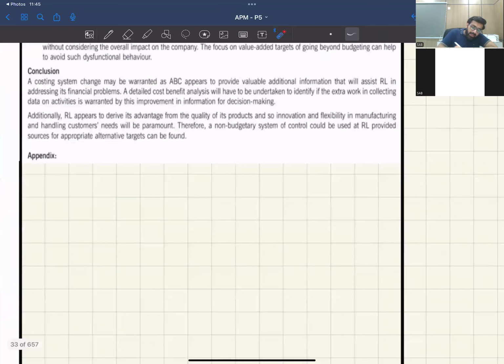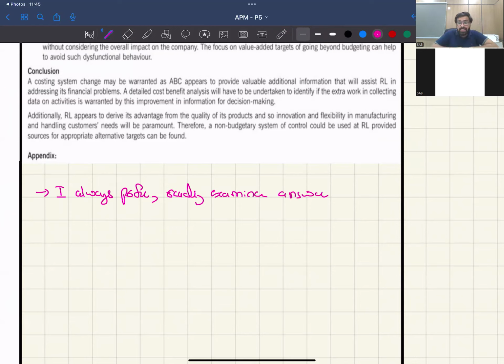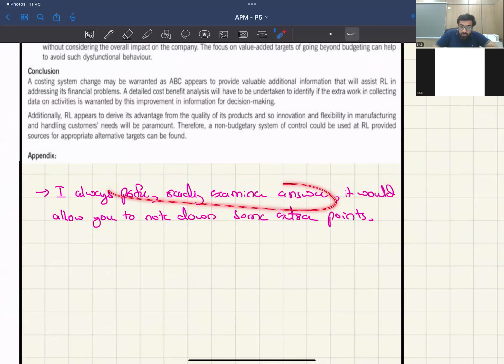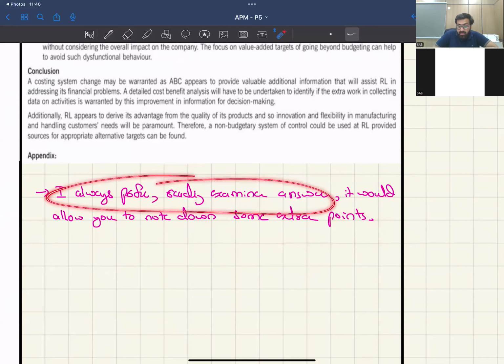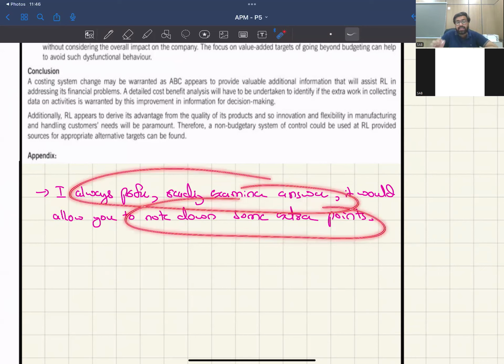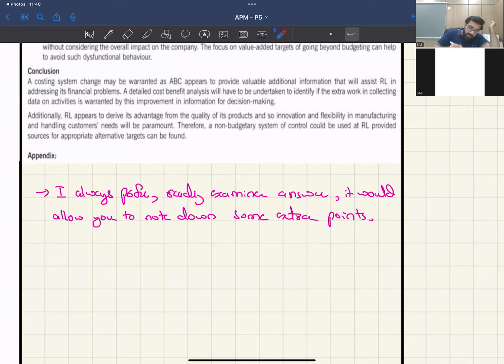Now, while reading the examiner's answer, I always prefer, see, I'm writing something here, I always prefer reading the examiner's answer. It's my notes for you guys. I can write this answer by myself, as I've done for the previous part as well, but reading an examiner's answer allows you to note down some extra points, and that is exactly what is required here. You should be jotting down some points. For 10 marks, effectively, I would prefer 6 or 7 points.